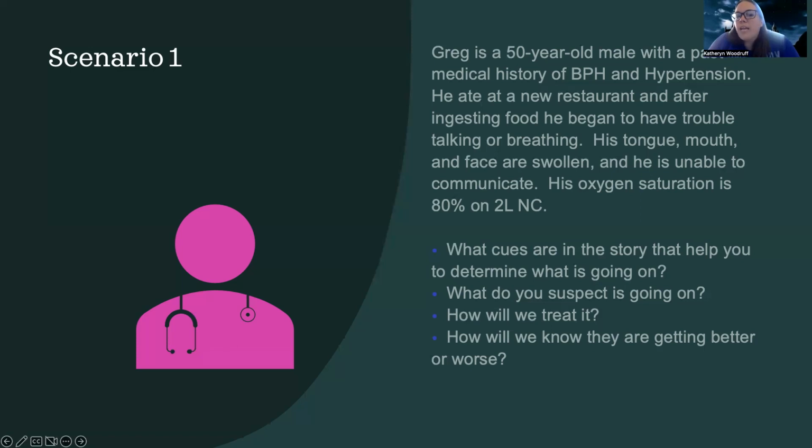And how will we know they're getting better or worse? If you ever struggle with this, think of what problems you have and how those would look better. So if their tongue, mouth, and face are swollen, they're unable to communicate, and their oxygen saturation is low, what would I hope to get better? Well, I'd hope that they start being able to communicate, or at least being able to keep a patent airway or show signs of being able to keep a patent airway. I would hope swelling would decrease, and I would hope that their oxygen saturation would increase. So yeah, it's going to be things like that.